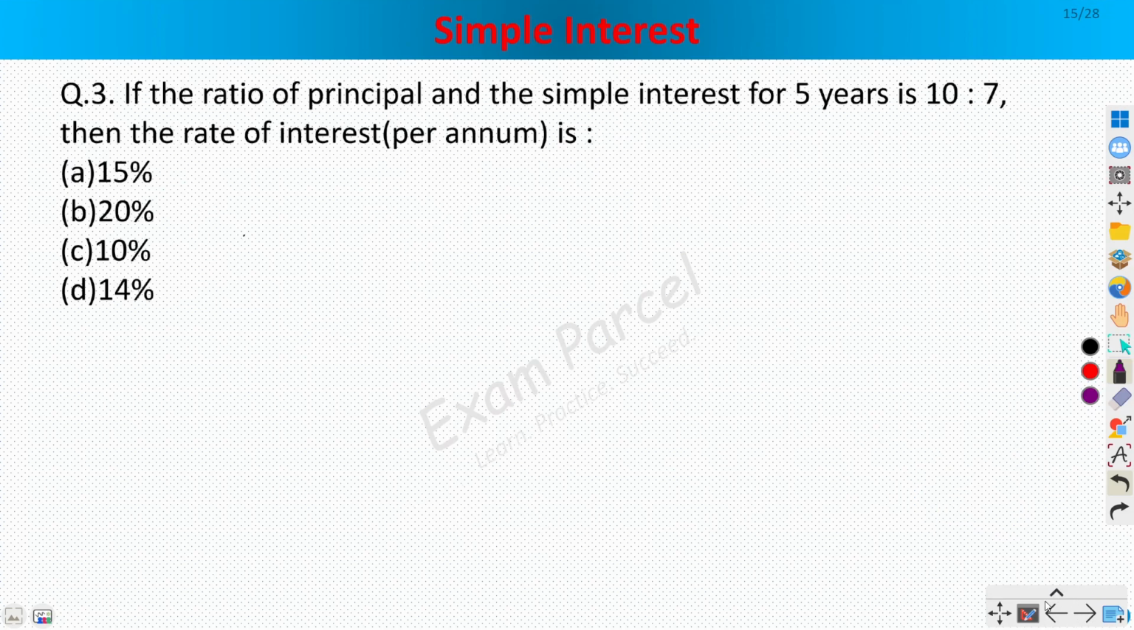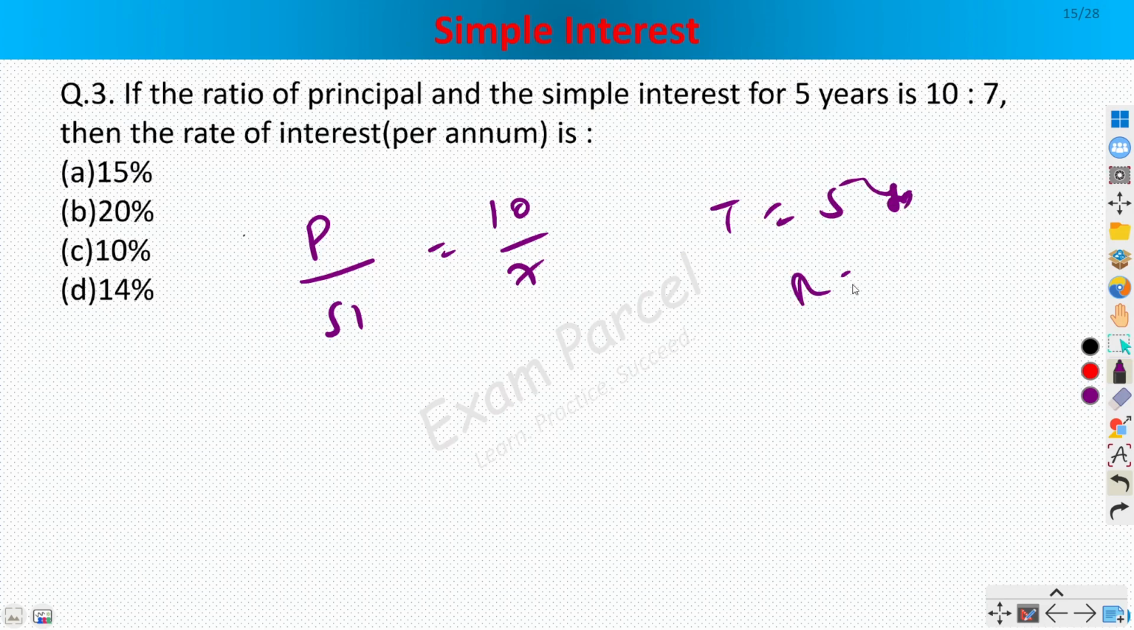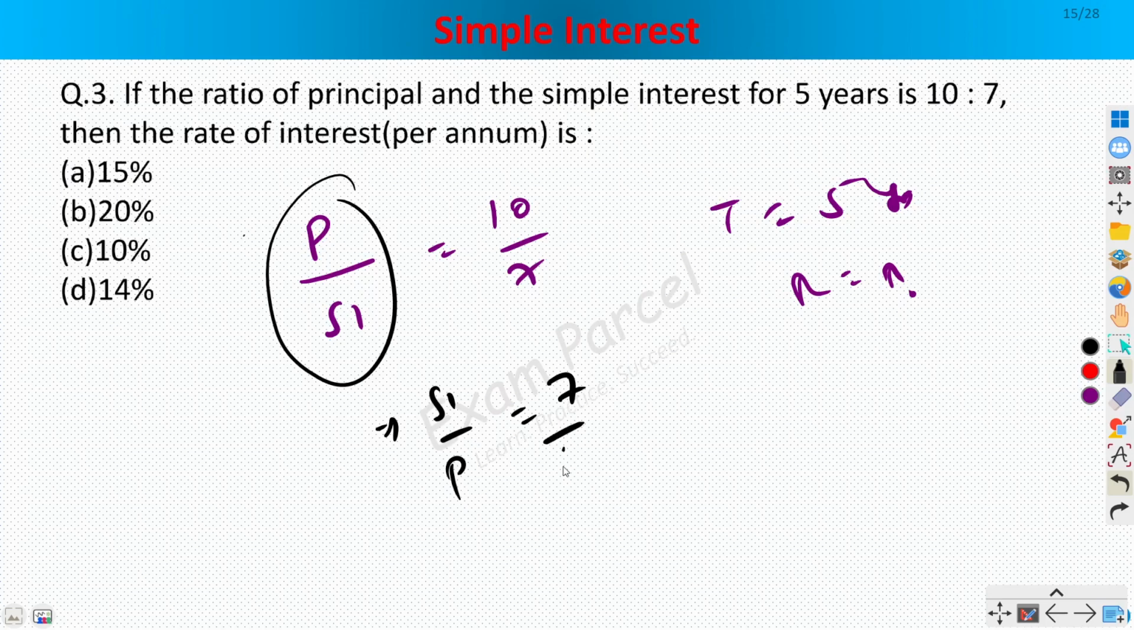The ratio of principal and simple interest for 5 years is 10:7. Then the rate of interest per annum is? So we have principal by SI, that is 10:7, right? And T is 5 years. So we are concerned with rate percent. Now if I take the reciprocal of this, so SI by P would be 7 by 10, right?